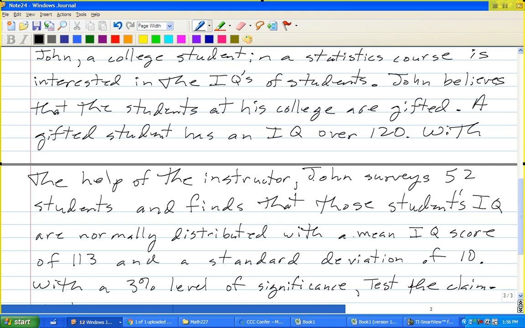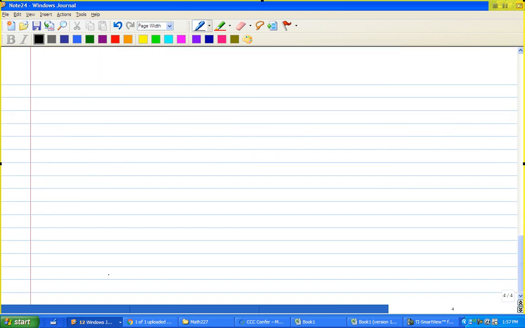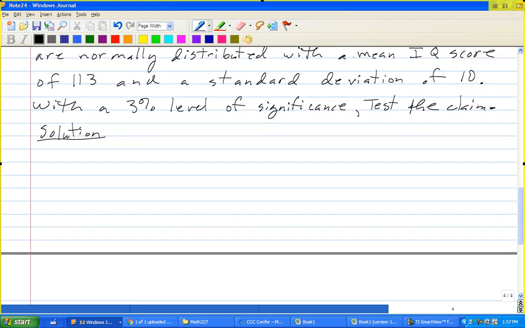We go out and collect a sample of 52 students. So our sample size is 52, and my sample mean is 113. The standard deviation of the sample is 10. Since we do not know the population variance, the sampling distribution here will be a t-distribution.